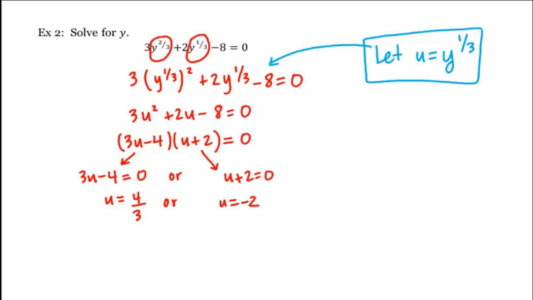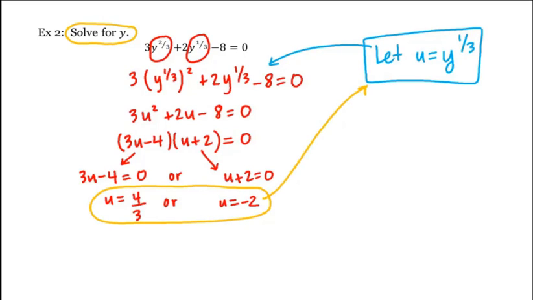Again, be careful here. Do not think that you're done. Remember, we have to solve for y. This is what u is equal to. So we'll take these values of u and substitute them back into this equation to solve for y. That is, we have 4/3 is equal to y to the 1/3, or negative 2 is equal to y to the 1/3.